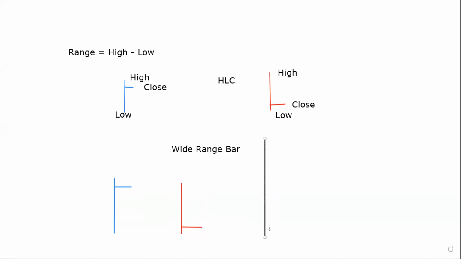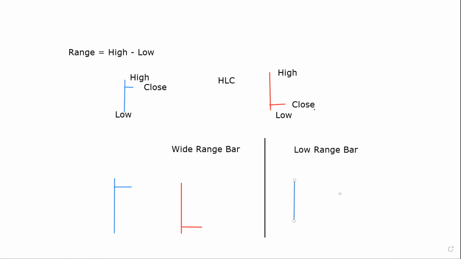Similarly, we can draw the low range bar. So the low range bar would be here. It's exactly similar to the wide range bar, but the range of the bar, as I told you, is the distance between high and low. This is high, this is low. This is high, this is low. This is high, this is low. And this horizontal line attached to this vertical bar is known as a close.